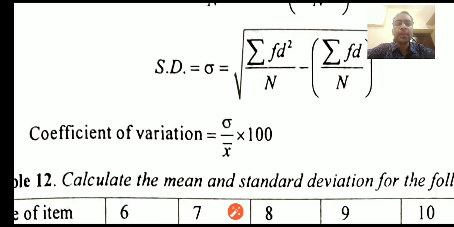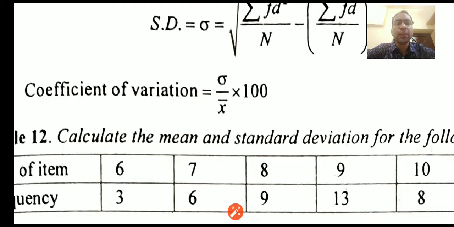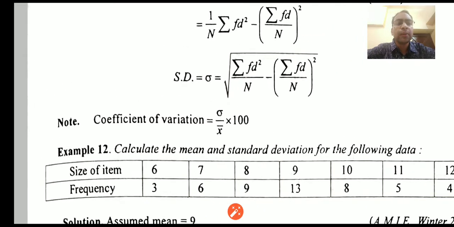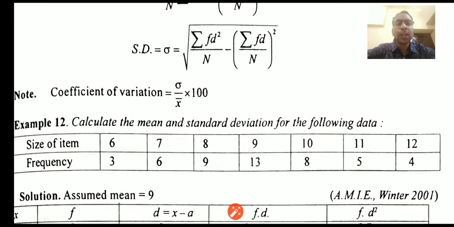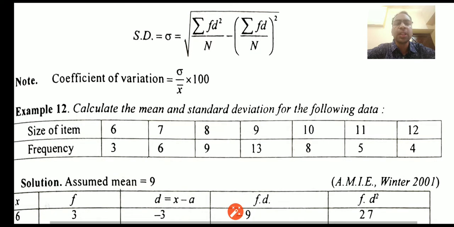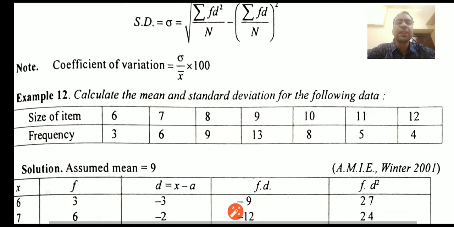Now let's see an example on calculation of standard deviation. This is the example where we have the discrete series. The question says calculate the mean and standard deviation for the following data, where the size of item has been given and its frequencies have been given.